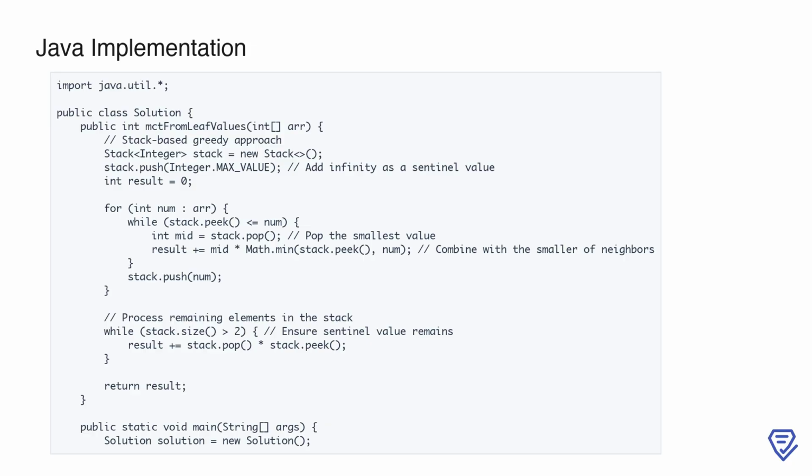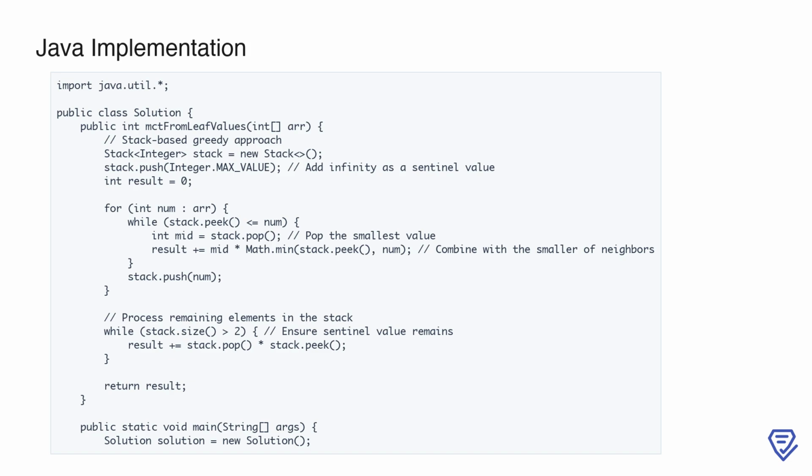First, we create a stack and initialize it with a sentinel value, Integer.MAX_VALUE, to handle edge cases. We also define a variable result to accumulate the total cost. Next, we iterate through the input array arr. For each element, we check if the top of the stack is less than or equal to the current number.